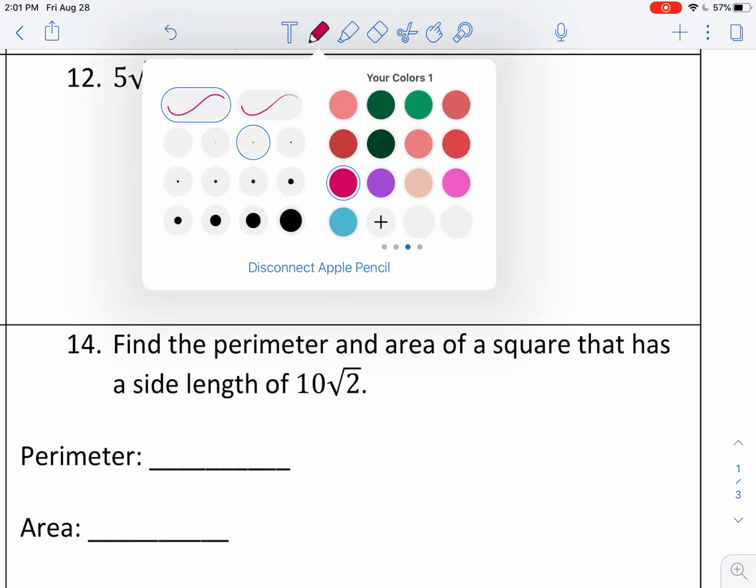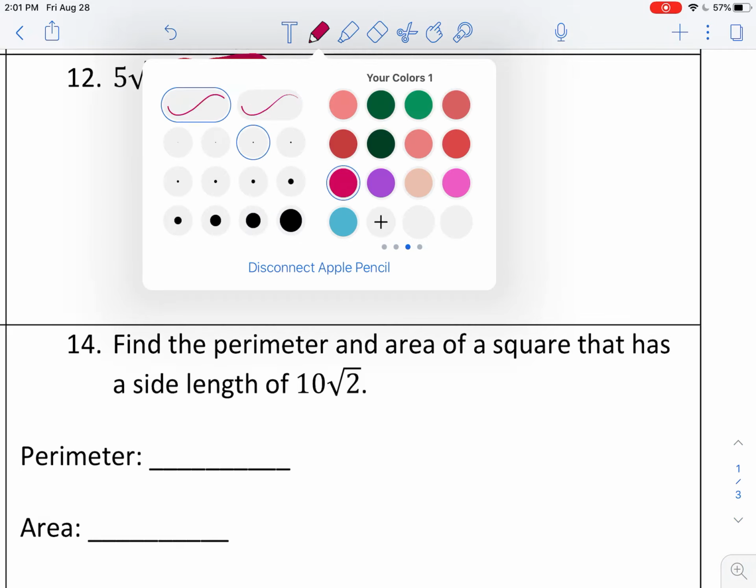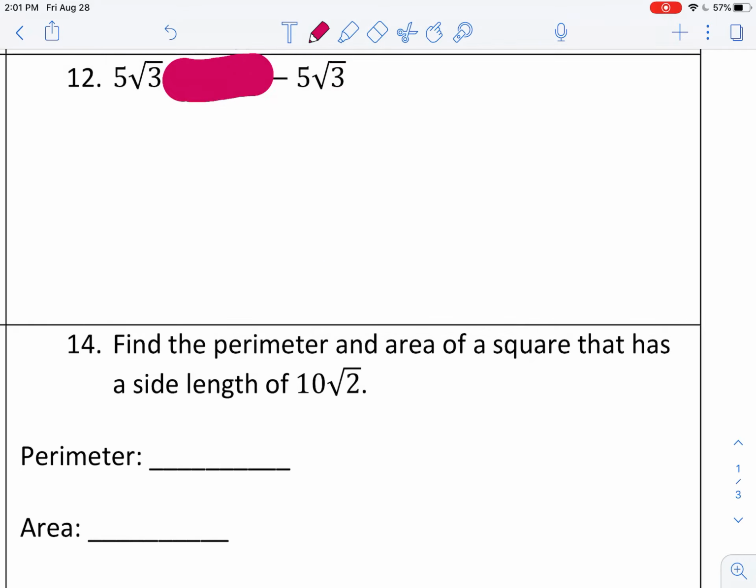So temporarily, don't do this to your notes, but let's pretend that wasn't there. 5 root 3 minus 5 root 3, absolutely like terms. So a lot of people will just go ahead and put the root 3. 5 minus 5 is 0, so I'm not going to put anything, which means I just did this wrong. If I'm saying 5 root 3 minus 5 root 3 is equal to square root 3, that doesn't make sense.